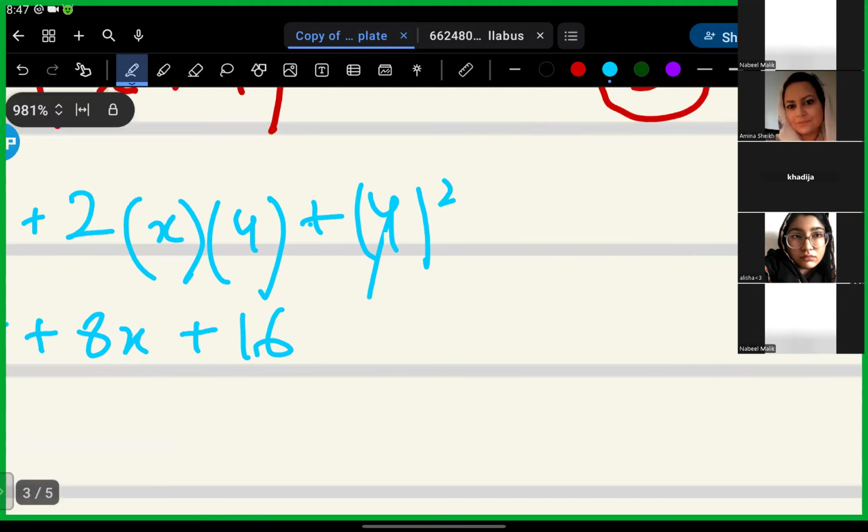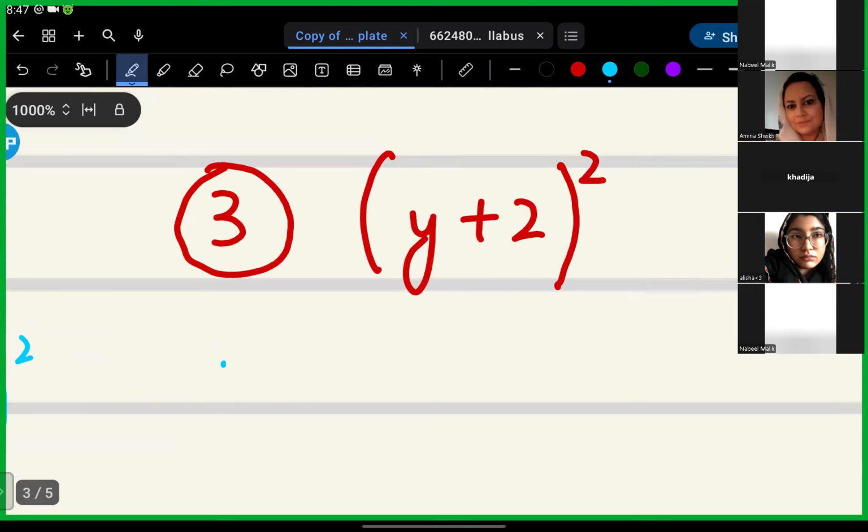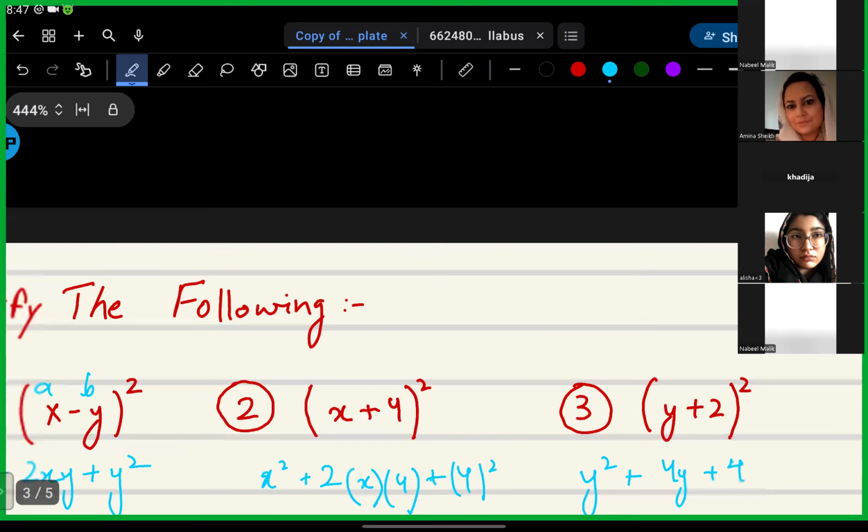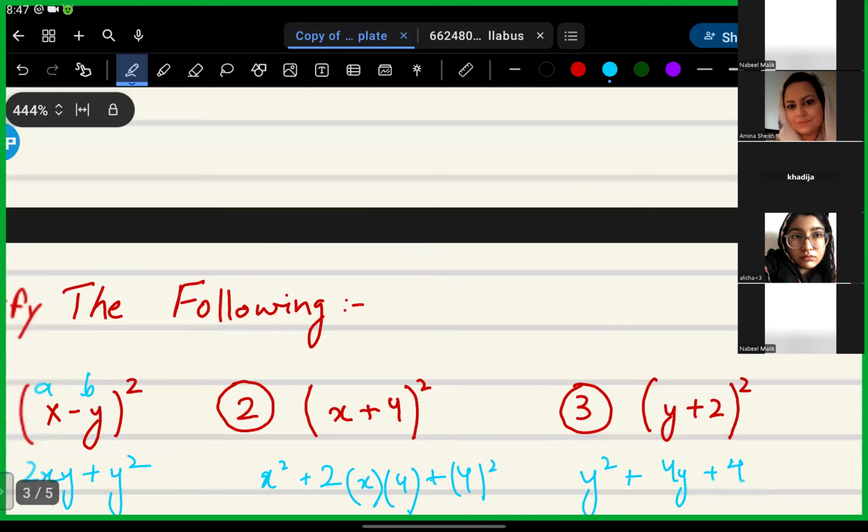All right. Now, same goes for over here also. I'm just going to do this directly. So it's going to be 4y, and this is going to be plus 4. All right. Now, how are we going to solve this?